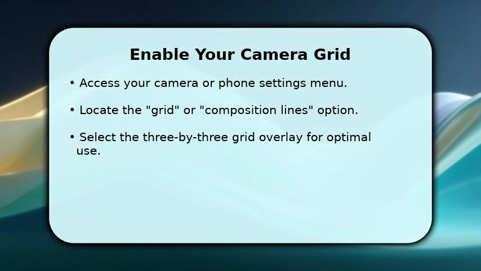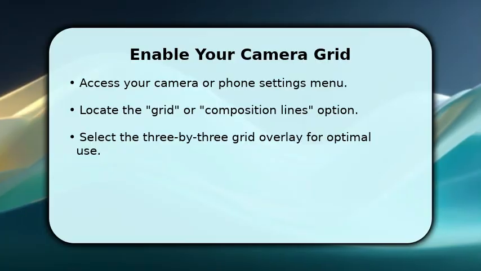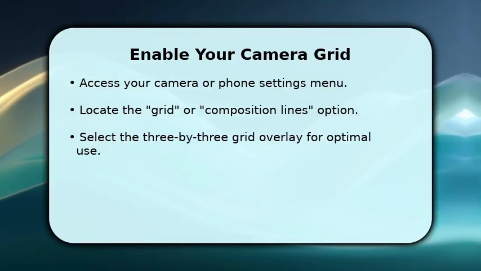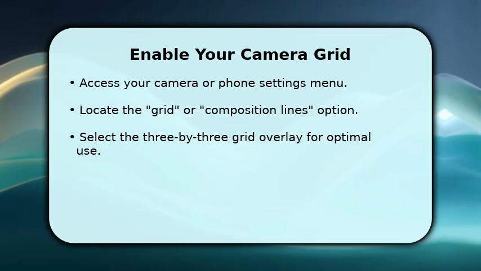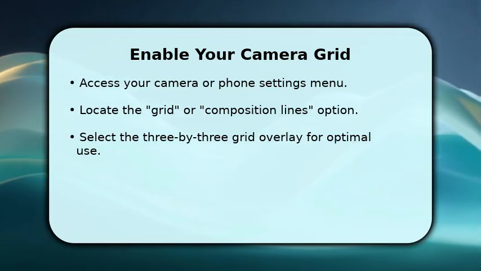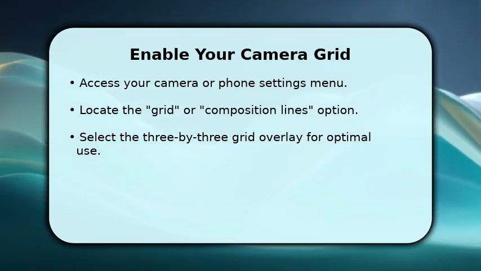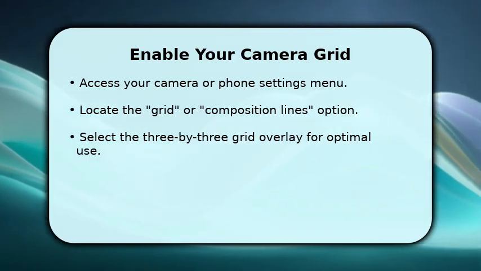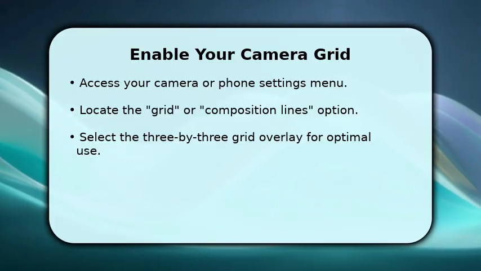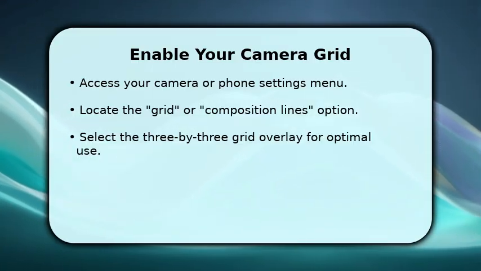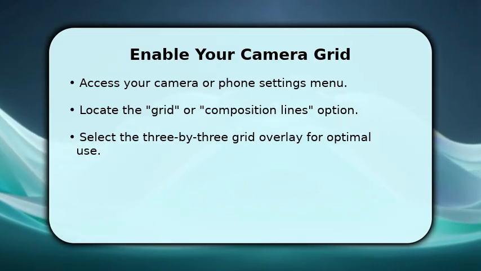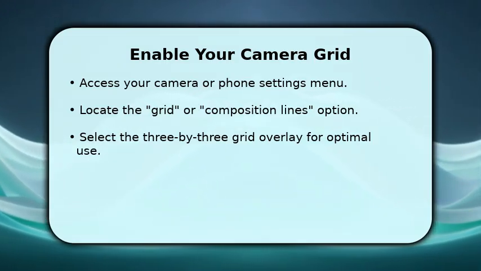To begin, navigate to your camera's settings menu, whether on a dedicated camera or your smartphone. Look for an option labeled Grid, Composition Lines, or similar. Most devices offer a 3x3 grid, which is ideal for applying the rule of thirds. Enabling this overlay will display faint lines on your screen, guiding your composition without appearing in the final photograph. It's a quick and easy setup.